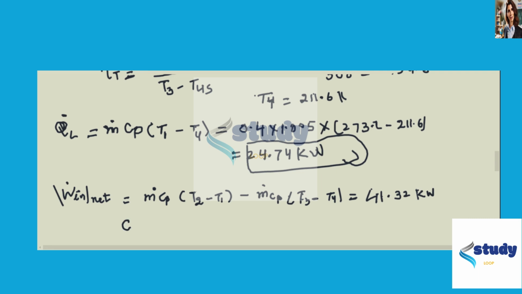Now coefficient of performance is rate of absorbing the heat at low temperature upon net work done, net power input, you may say. Putting the value, all the parameters are given above. If you substitute, you will get the coefficient of performance to be 0.509. That's all for this problem.